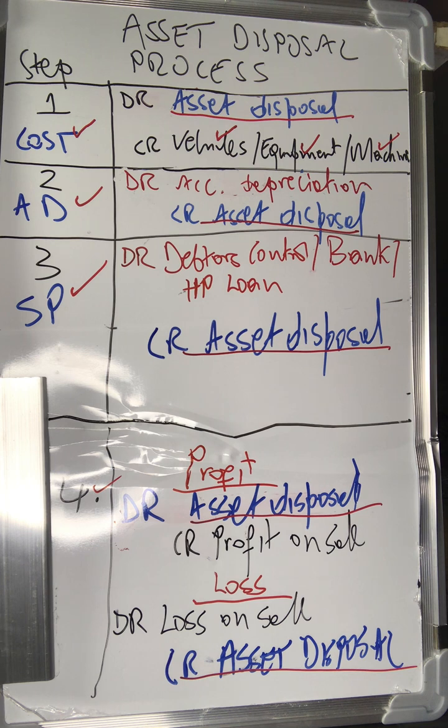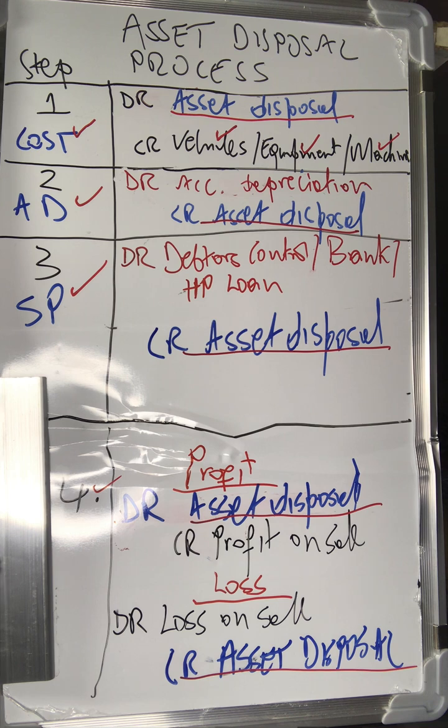Then you go to step number 3. Step number 3 is whereby now you are recognizing the selling price of the asset that you are selling. So how much are you charging for this particular asset? How much are you charging the buyer?